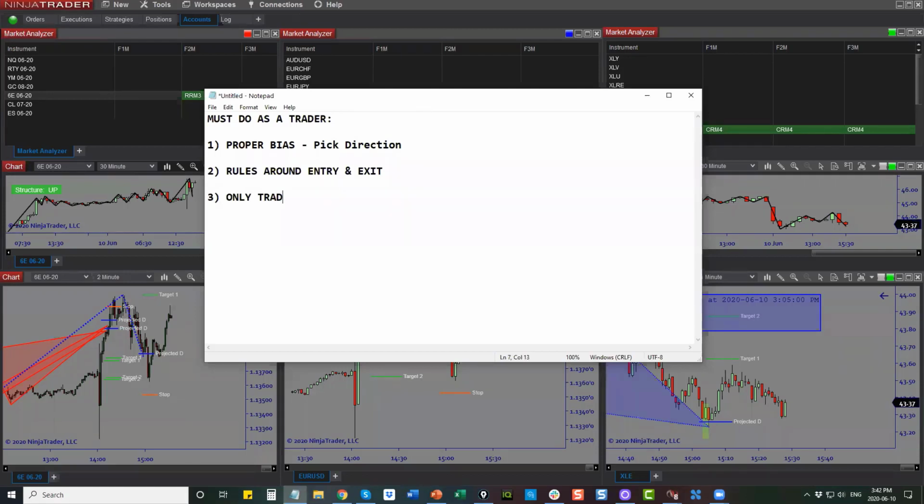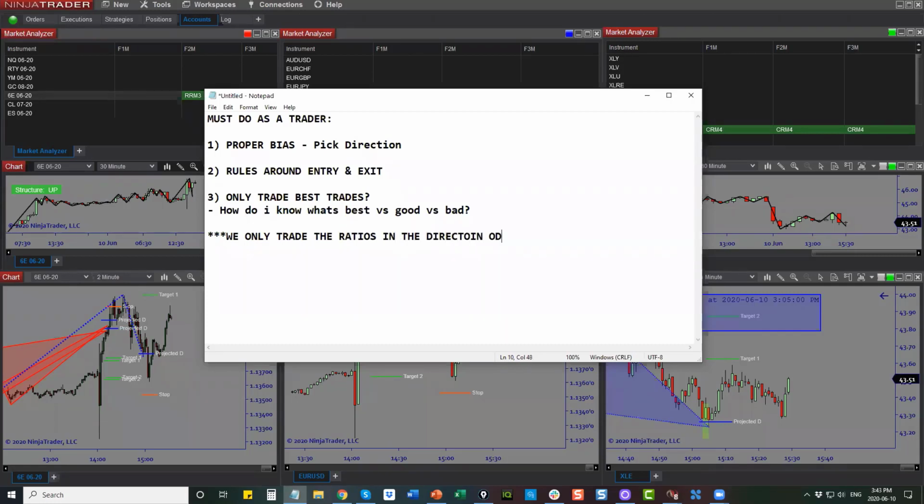Only trade best trades. You say, well, Sean, how do I know what's best versus good versus bad? What I've been doing, and I can only speak from personal experience and that of the traders in our community, is I only trade, write this down, guys, this is the golden nugget of the day. Please, if you take anything from this event, take this. We only trade the ratio in the direction of the 30-minute structure.